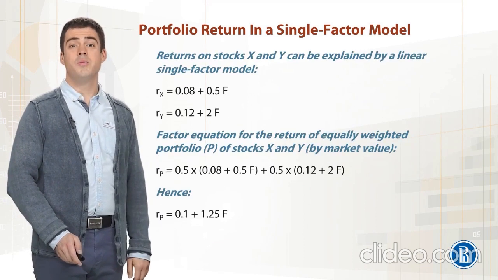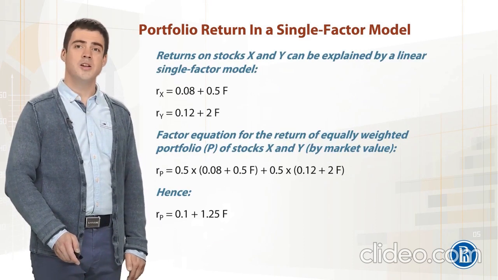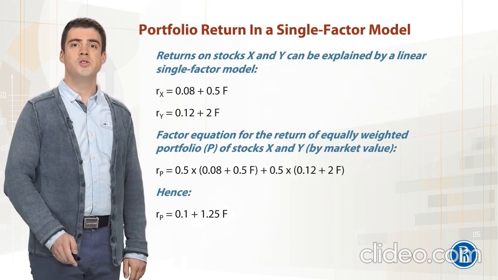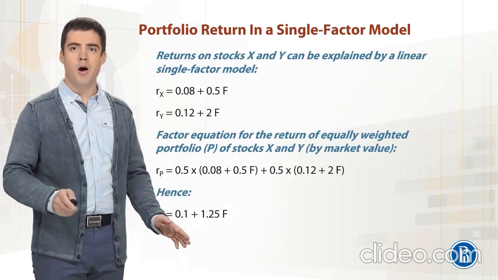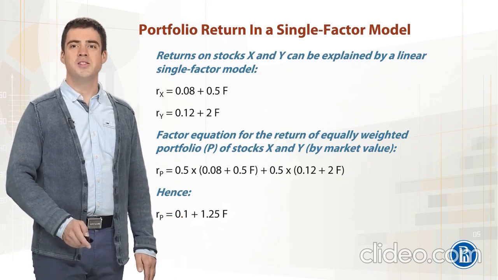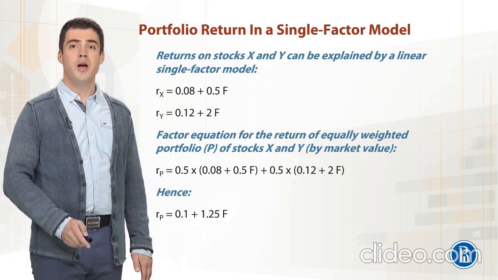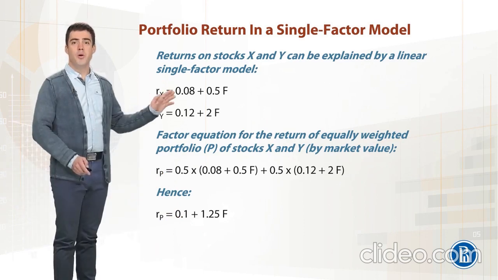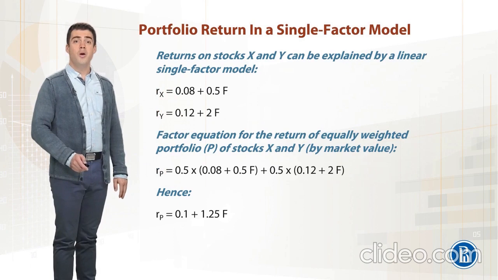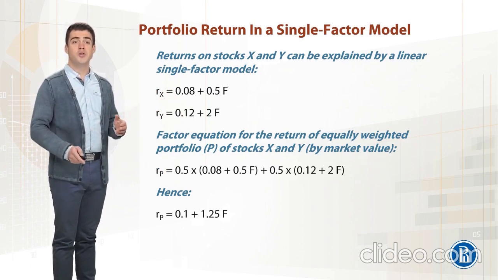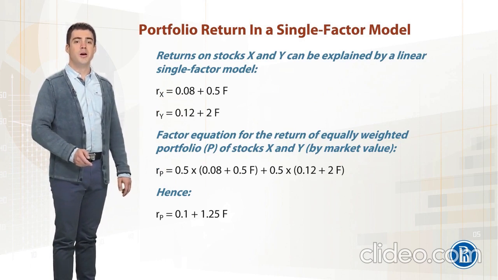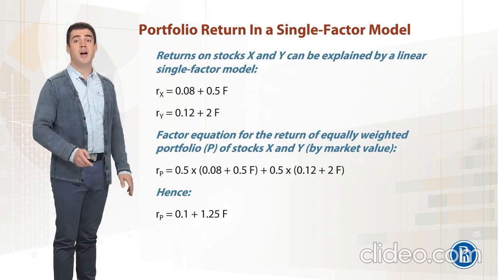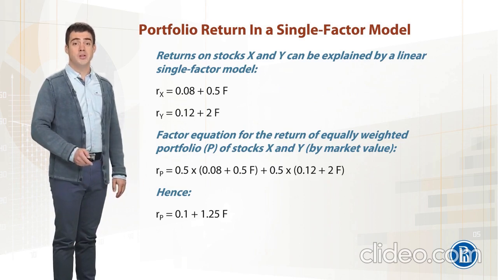And hence, the portfolio which contains stocks X and Y equally weighted is assumed to have the expected return of 10% and the sensitivity to factor F equal to 1.25. This is very important, as now we can assume that we can change the weights of stocks X and Y in our portfolio to replicate the portfolio with any desired sensitivity to factor F.